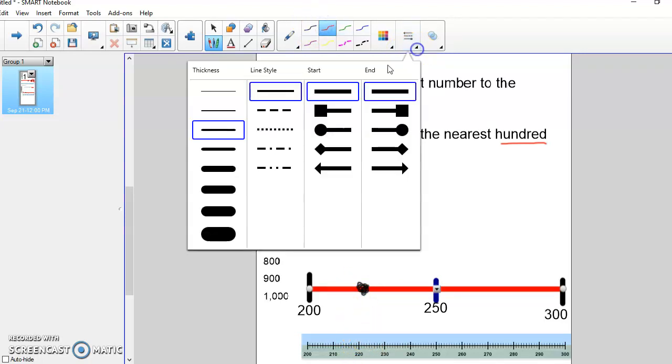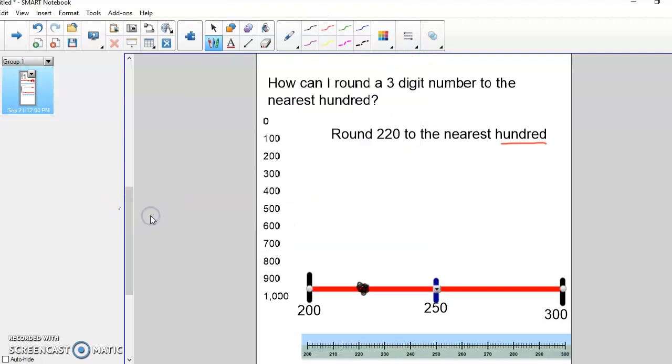Now knowing that, I have to figure out, and I'm going to write that number so I remember, 220. Is this point here closer to the 200 or is it closer to the 300? Now, if I look, 220 looks really close to the 200. So I'm going to draw my arrow to 200, and then I'm going to circle my answer because now I'm able to say, round 220 to the nearest 100. Oh, if I rounded 220 to the nearest 100, it would be 200.